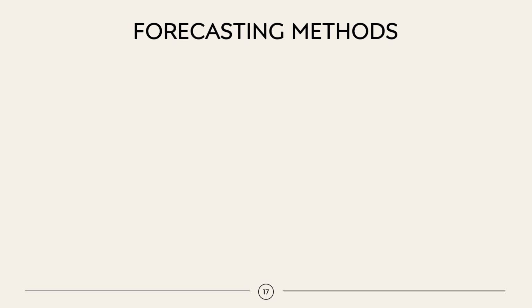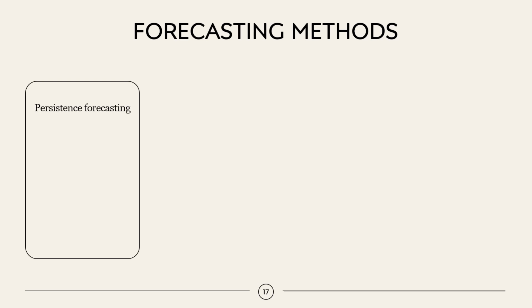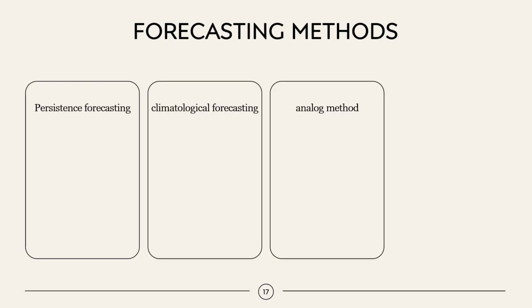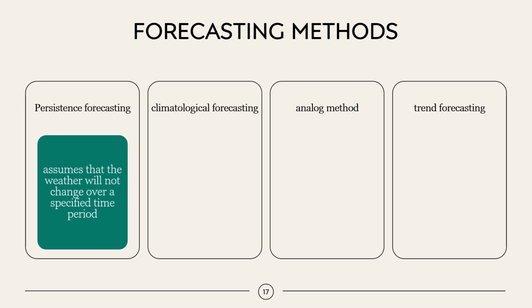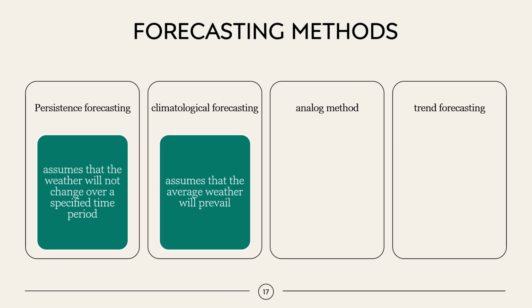So the other forecasting methods that are used mainly to improve machine-generated forecasts are persistence forecasting, climatological forecasting, analog method, and trend forecasting. For persistence forecasting, it assumes that the weather will not change over a specified period of time. And climatological forecasting assumes that the average weather will prevail. And since this is talking about the average weather, one interesting use of climatological data is for predicting a white Christmas. That is, a Christmas with an inch or more of snow on the ground.